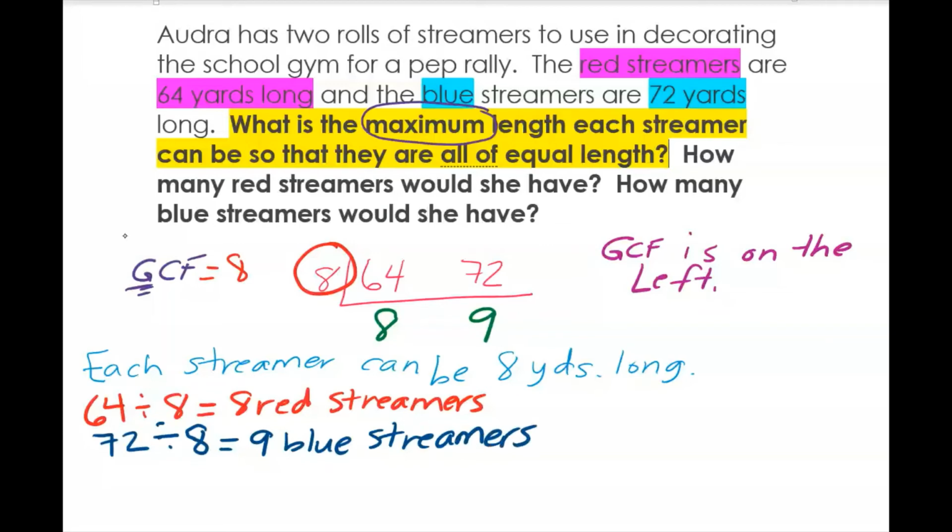Notice, by the way, right here, this is the 64, this is our red, and this is our blue. And if you notice, when we divide here, if I divide 64 by the 8 yards per, I'm left with 8 pieces. If I take the blue, the 72 yards, and I divide it by 8, I get 9 pieces.